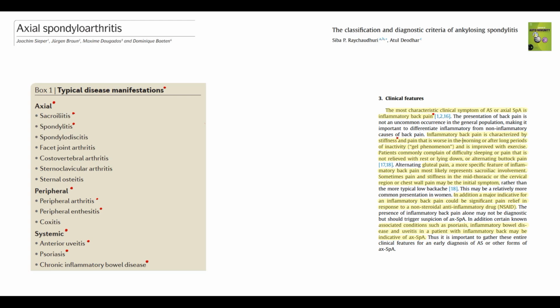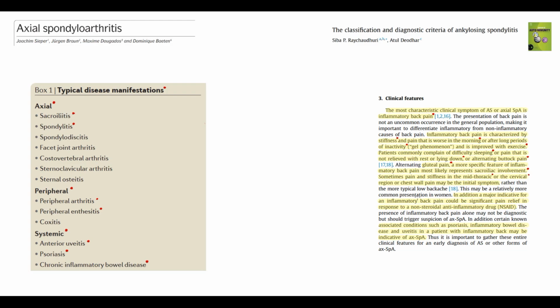Because it's inflammatory pain, it becomes worse in the morning after the prolonged periods of inactivity, and important that pain improves with exercises. So the most typical complaint is that patient will tell you that he has difficulty sleeping, and pain is not relieved with rest or lying down. Gluteal pain is a specific feature of sacroiliitis. Also sometimes pain can even occur in the mid-thoracic region and cervical region.